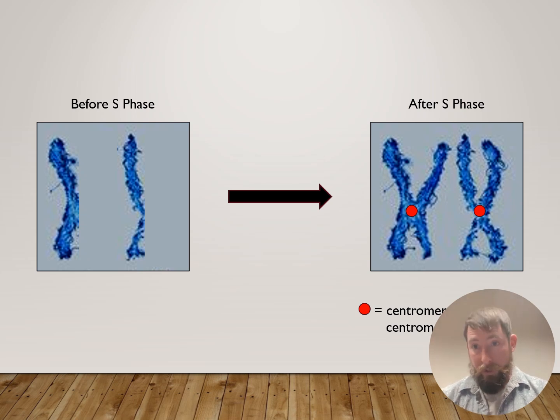So prior to S phase, each chromosome has only one chromatid, and so these guys right here are chromatids. So here on the left, you can see that each of these two chromosomes has one chromatid. That's what it looks like before the S phase. And then in S phase, the chromatids are duplicated, and each chromosome actually has two chromatids connected at what's known as a centromeric region, or a centromere.